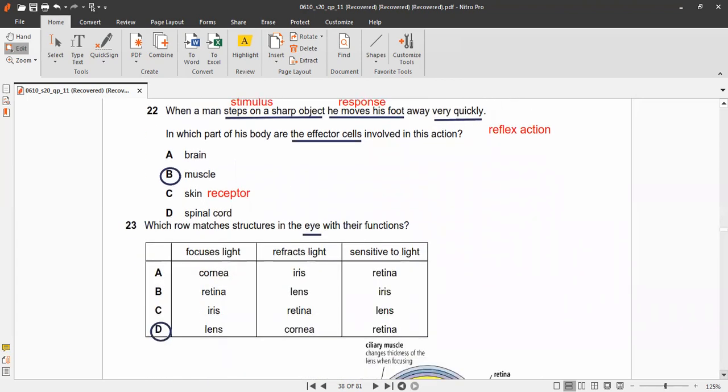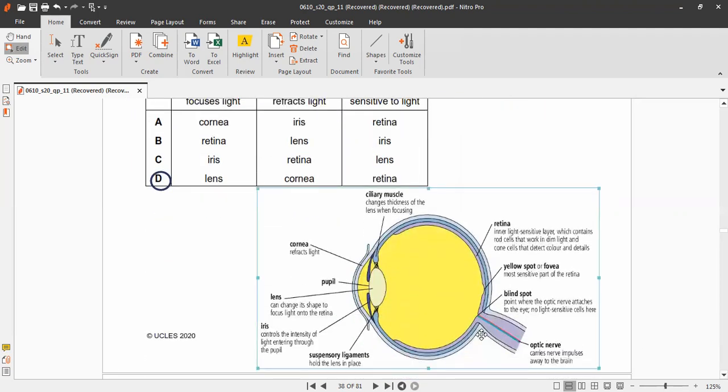Which row matches structures in the eye with their functions? Focus light? Yes, lens. Here the lens can change its shape to focus light onto the retina. So the correct answer D. Refract light? Yes, cornea, refracts light. Sensitive to light? Yes, retina, sensitive to light.